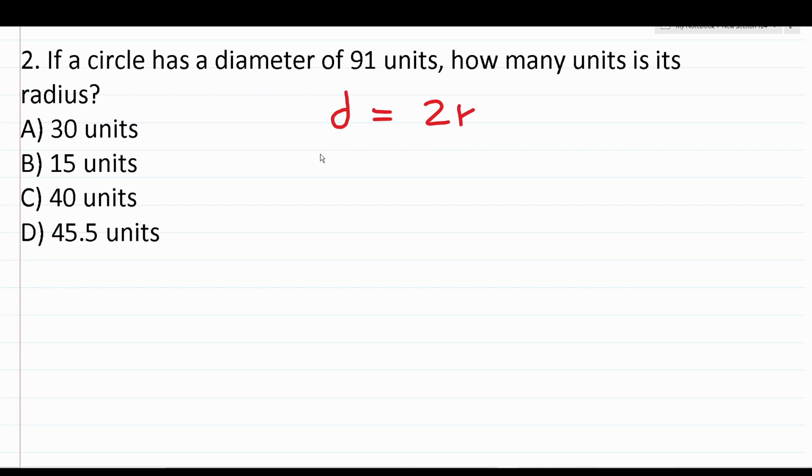Now it's just a matter of plugging values in and solving for what we're missing. In this case, we were told our circle has a diameter of 91. So we know D in this case is going to be 91. And we want to know how many units the radius is. So we're going to be solving for R. So let's substitute 91 in for D. This becomes 91 equals 2R. Again, we're solving for radius, so we're going to divide both sides by 2 now. In doing so, this crosses out, leaving you with just R on this side. Clearly, R is equal to 91 over 2, which is not an answer choice.